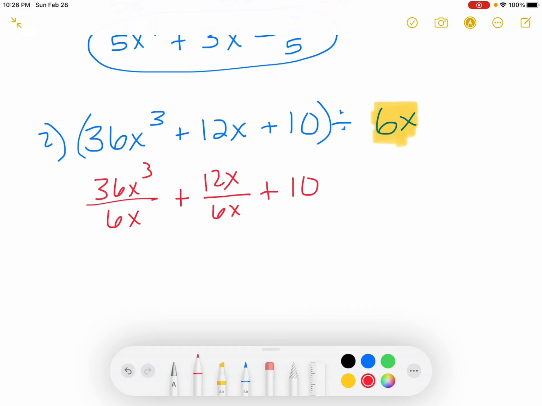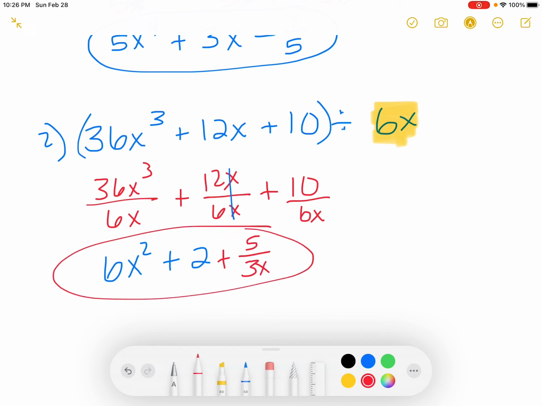Okay, so look at your numbers, then look at your letters. 36 divided by 6 is 6. X to the 3rd over x would give us x squared. Decreases by 1. 12 divided by 6 is 2. X over x cancel, so we just have a 2. Whoops, forgot to put the 6x on the bottom here. Plus 10 over 6x, I can pull a 2 out of top and bottom to get 5 over 3. And my x stays downstairs. Okay, one more.